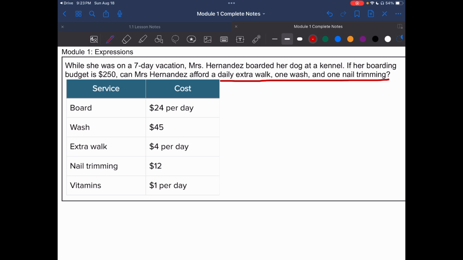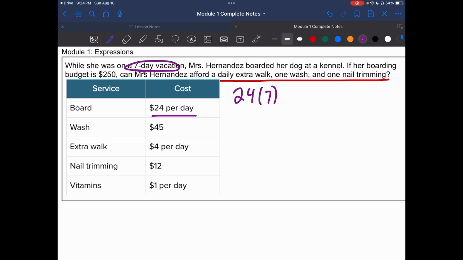So are we going to get a numerical answer as our final response? No, we're going to get a yes or no answer. Either yes, she can afford it, or no, she cannot. So let's figure it out. We know she's going to be gone for 7 days, and she's boarding the dog, so it's going to be $24 per day. So we start off with 24 times the 7 days that she's going to be gone.